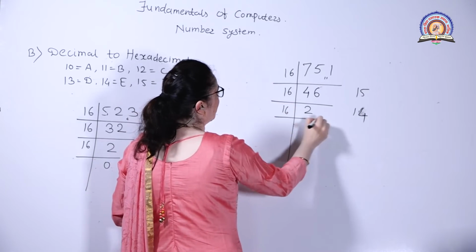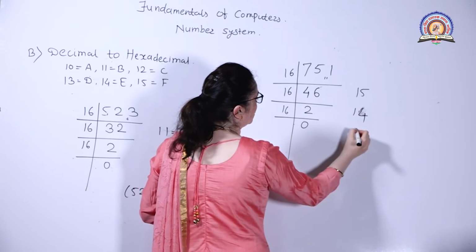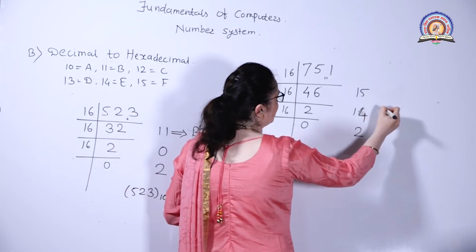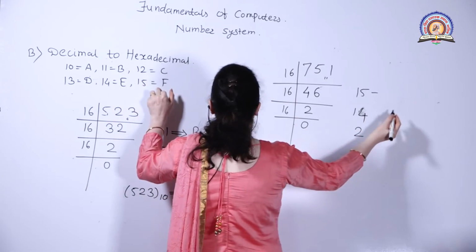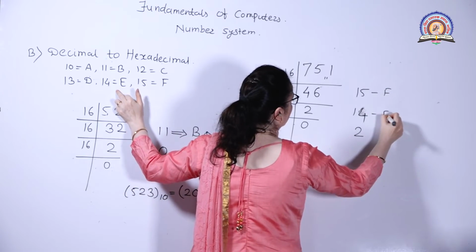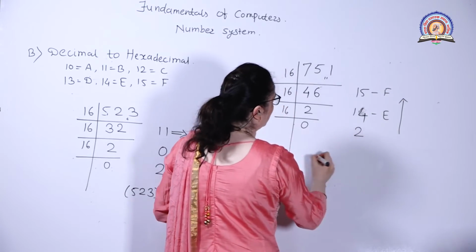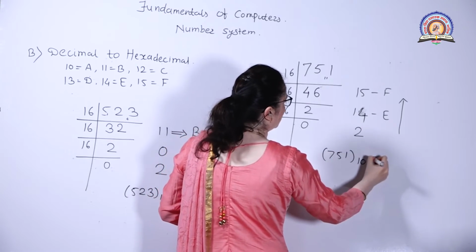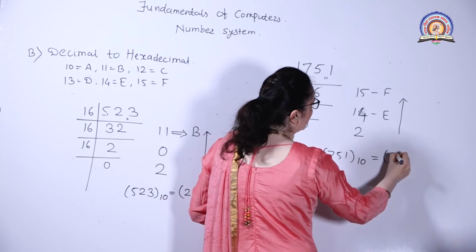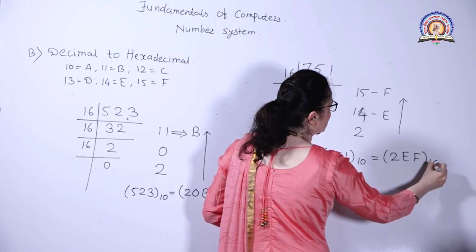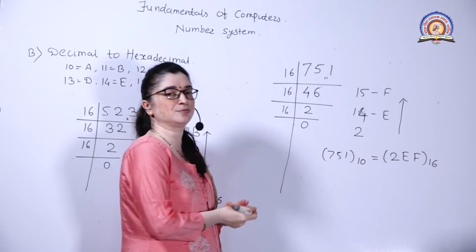Again, when we divide it by 16, quotient will become 0. So we have to stop the procedure. Write down the remainder. Now here, 15 means your F and 14 means your E. So while writing the number, we will write down 751 decimal number. Its hexadecimal equivalent is 2EF and base 16.